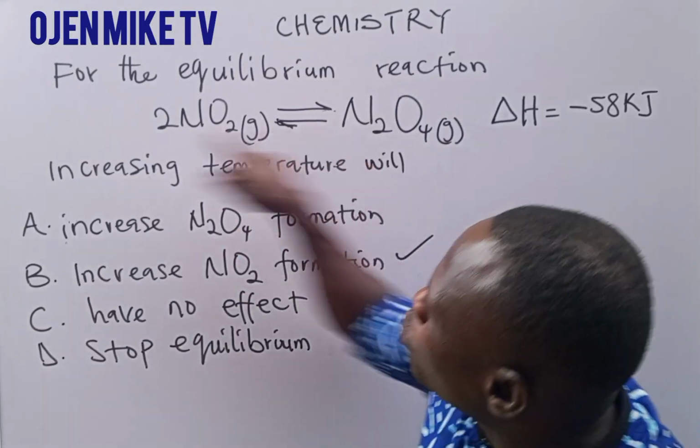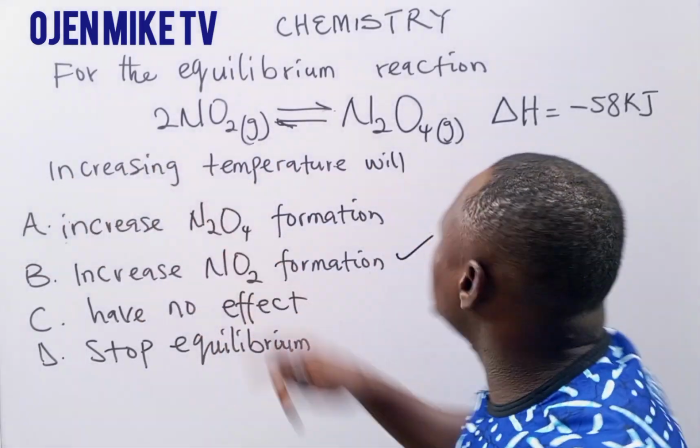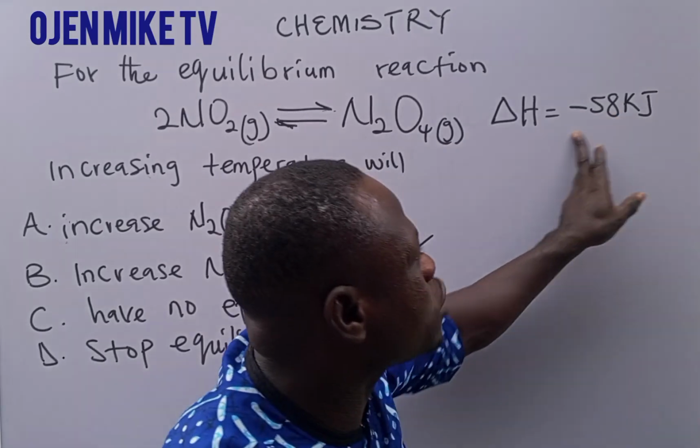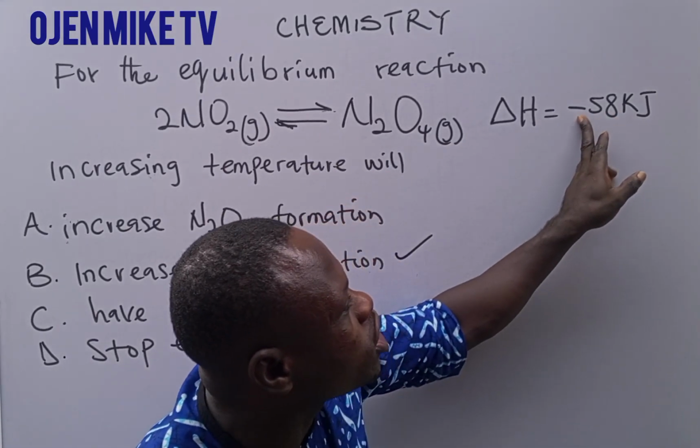Look at the backward reaction. We shift this side. You understand? And this is a sign for you to know that it is exothermic, because the enthalpy change here is negative.